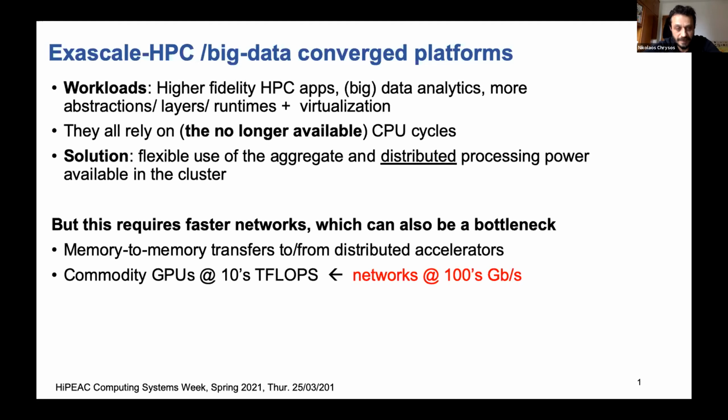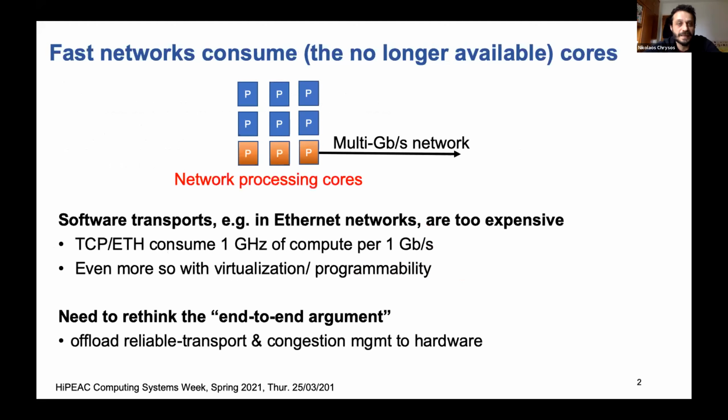As these accelerators become fatter and more capable, like a commodity GPU that can provide tens of teraflops, they need data to manipulate. Networks are only running at, let's say, 100 gigabit per second, so in this sense we could only provide, what is it, 1 bit per flop? Would that be 1 bit per flop? Even less than 1 bit per flop, actually, in this case. So as we need fast networks, what's the problem with them?